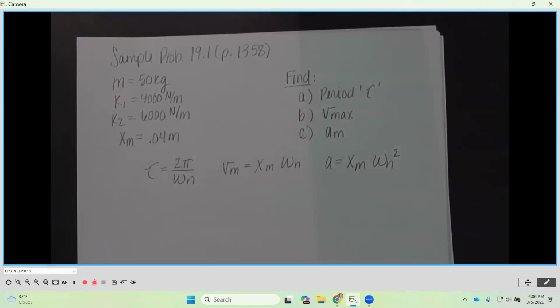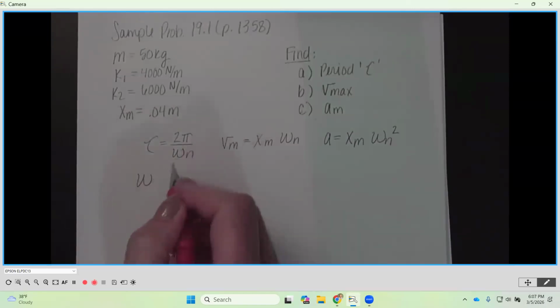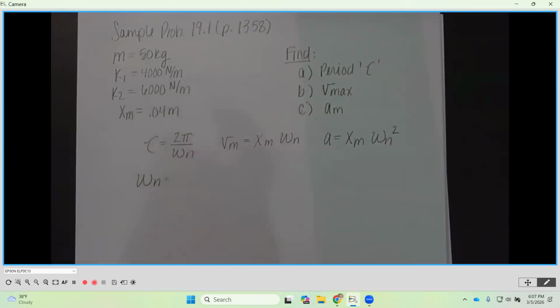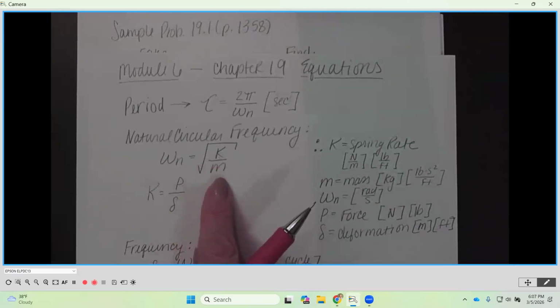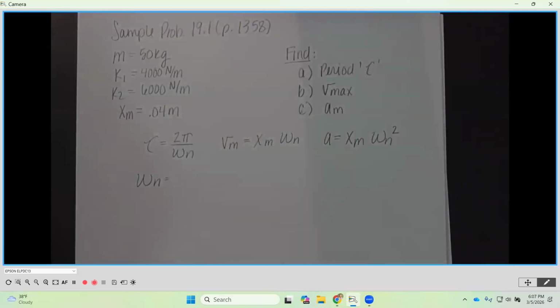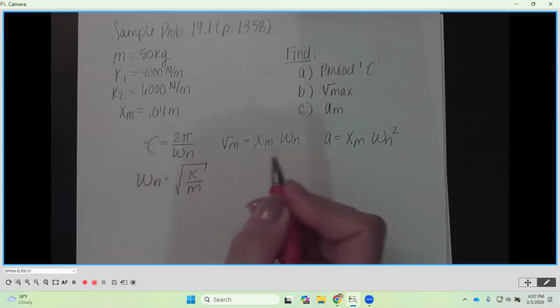As we can see, one of our common variables is the natural circular frequency. So that's going to be the first thing we calculate, and then we can use it for both parts of this problem. Our natural circular frequency is equal to the square root of the spring rate divided by the mass.